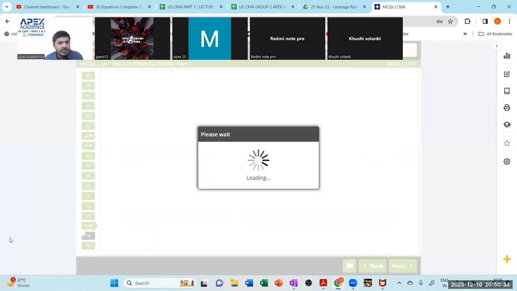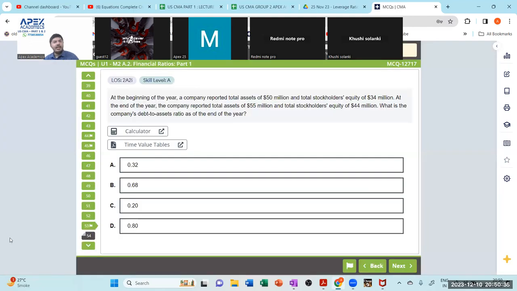Question number 53. Now, question number 53, I have put a flag on this question. Now, let's read the question and then we have to do conceptual revision. At the beginning of the year, the company reported total assets of 50 million and total stockholders' equity of 34 million. Fair enough. At the end of the year, the company reported total assets of 55 million. Okay. And stockholders' equity of 44 million. What is the company's debt to asset ratio at the end of the year?